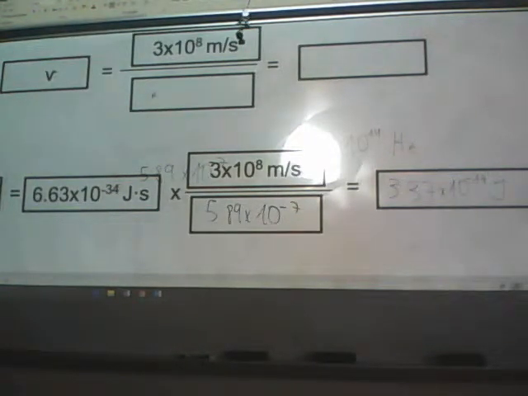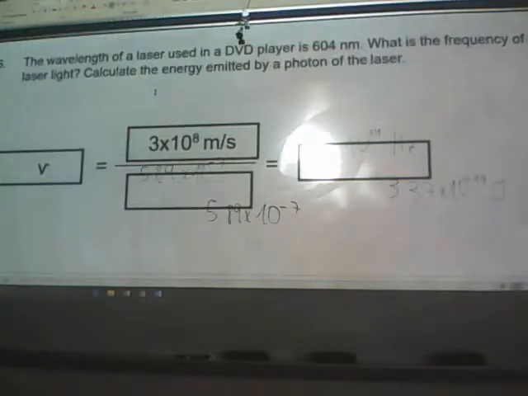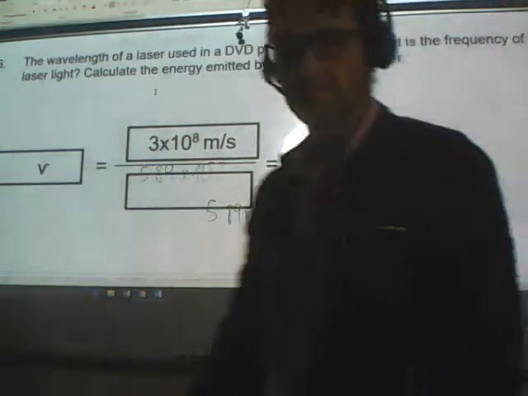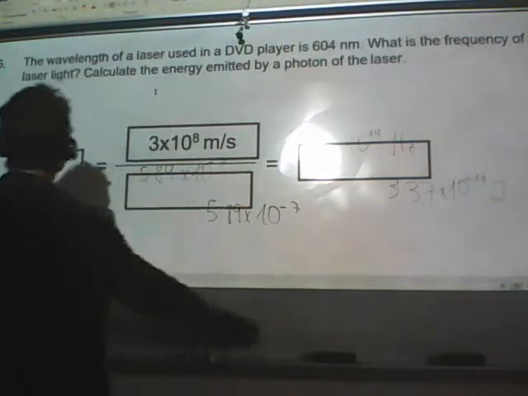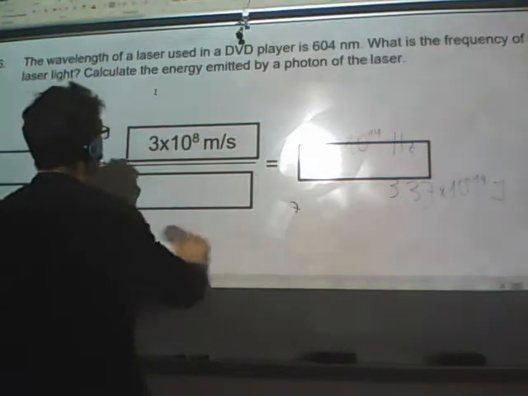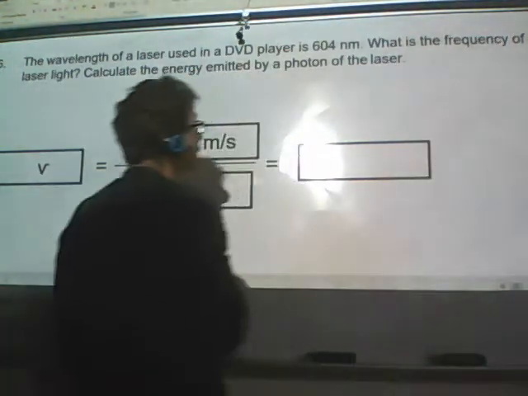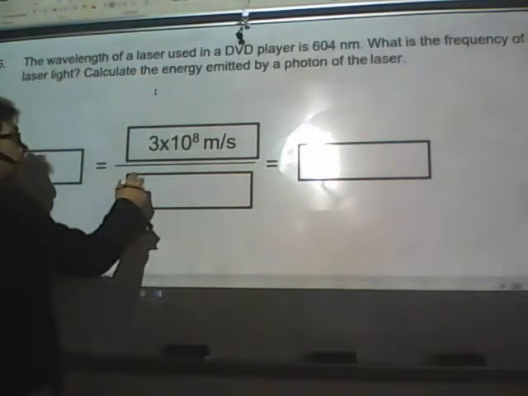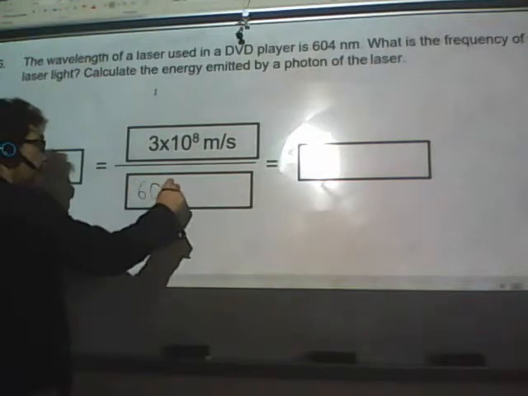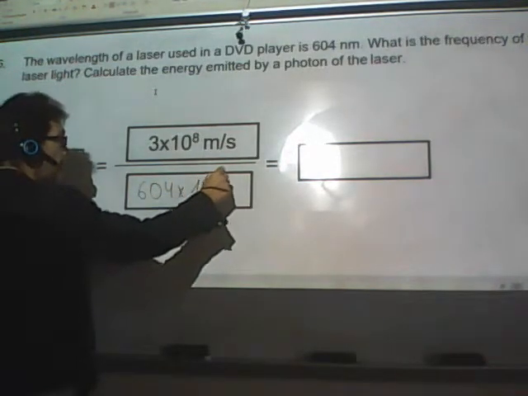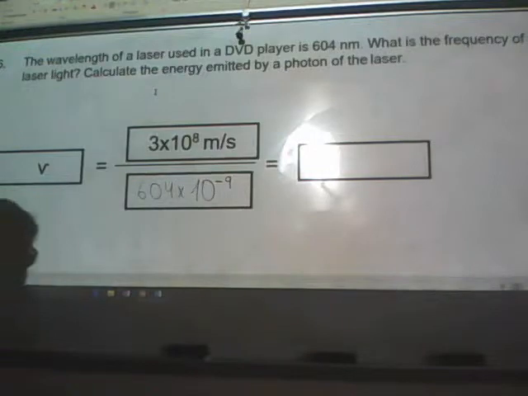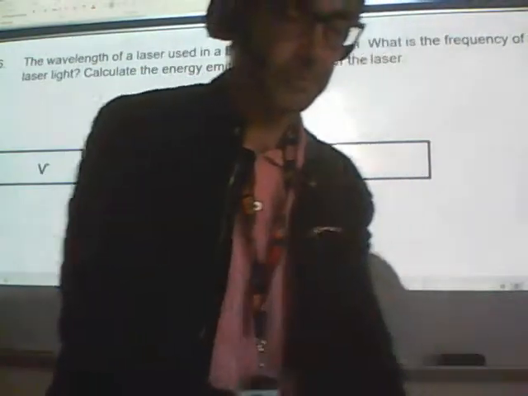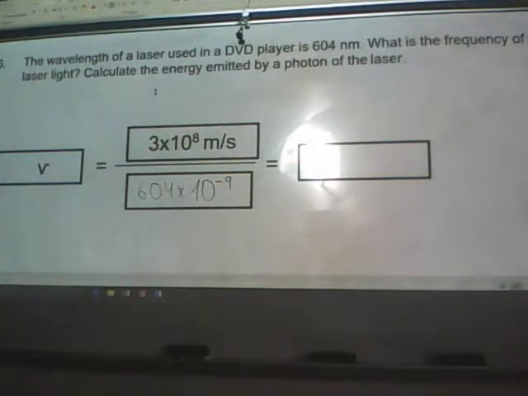Next one. The wavelength of a laser used in a DVD player is 604 nanometers. What is the frequency? So you divide the speed of light by the wavelength. Nano is 10 to the power of minus 9. And there you go.